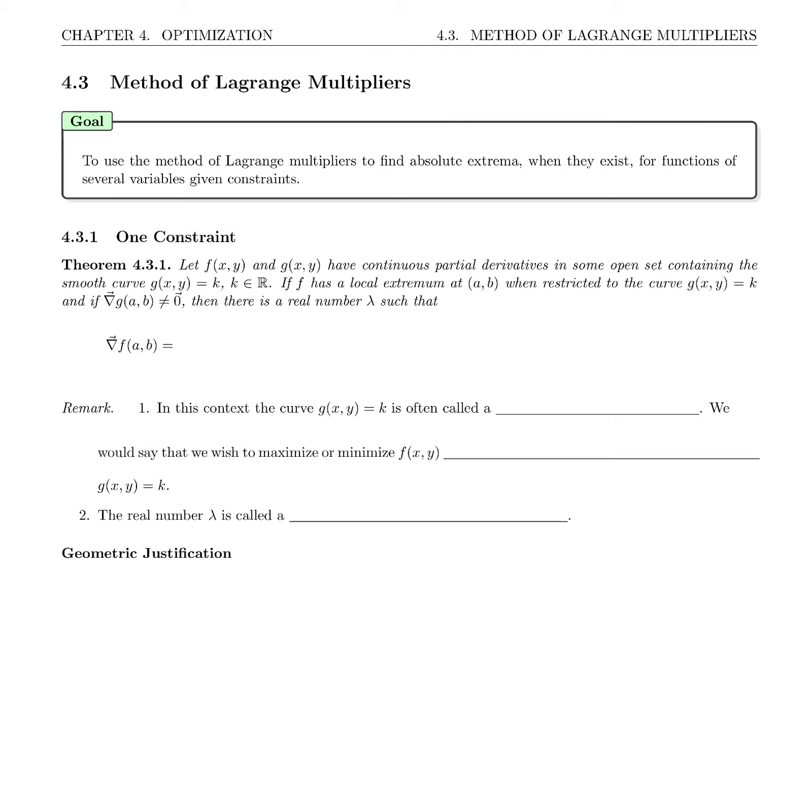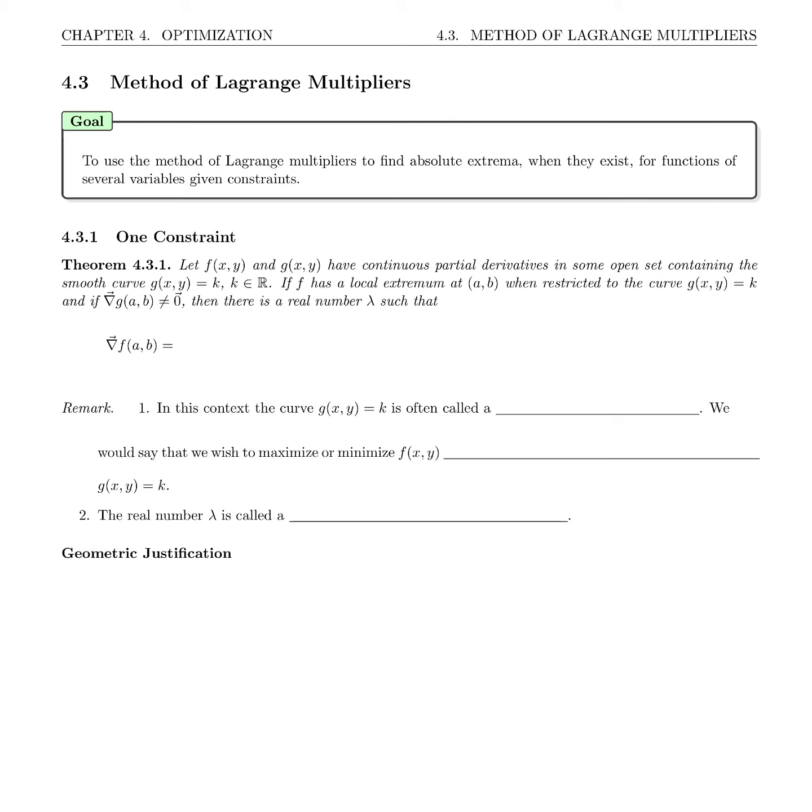Welcome to the first video of section 4.3 on the method of Lagrange multipliers. The goal of this section is to use Lagrange multipliers to find absolute extrema, when they exist, for functions of several variables given constraints. Subsection 4.3.1, one constraint.